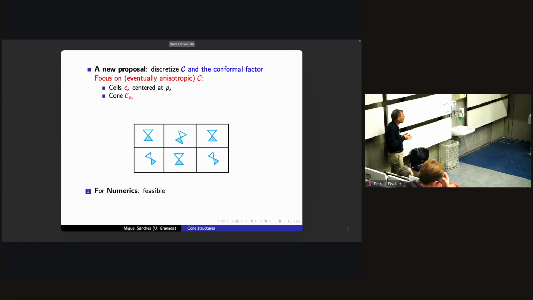And then to make something like this possible in numerics, it is feasible, and it is more useful, for example, to obtain geodesics, as I will mention later, okay? The point is, for fundamental physics, a picture like this could also be useful.